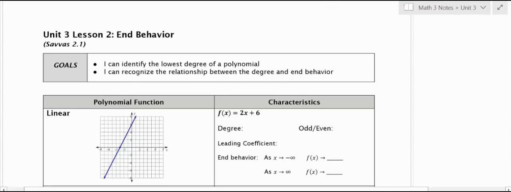This is the video for Unit 3, Lesson 2, End Behavior. So the goals for this section are going to be to identify the lowest degree of a polynomial and to recognize the relationship between the degree, end behavior, and also the leading coefficient. So we're really starting to see what relationship we have with the degree and the shape of the graph, and specifically end behavior.